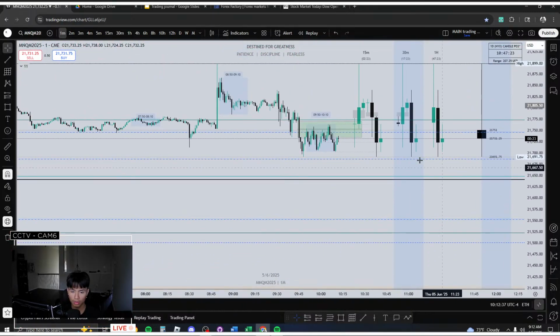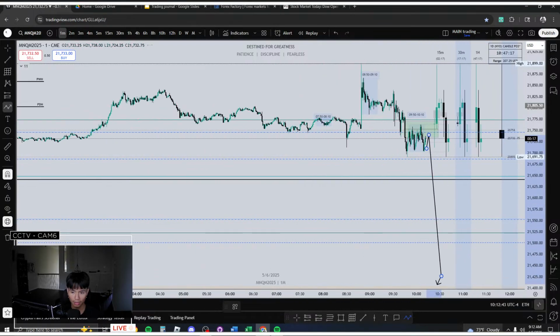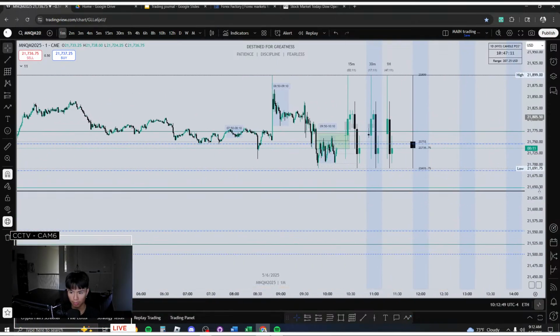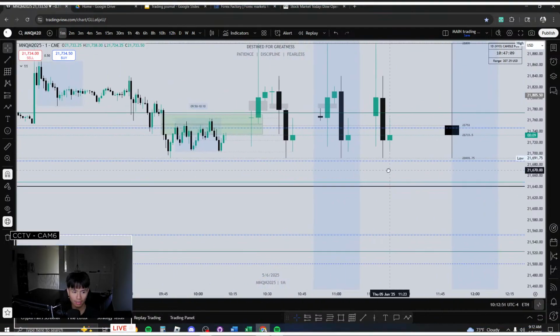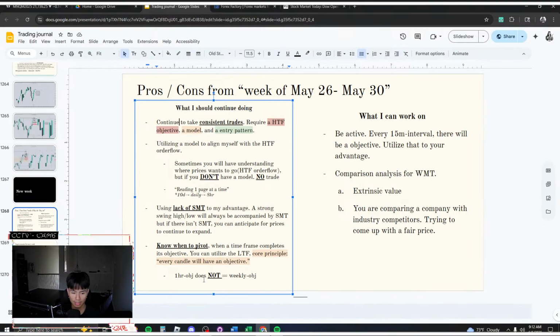Yearly low would require for me to go all the way down to the 16,000 point, right? Which is not realistic. So essentially what this means is just to be realistic with your objective. Your objective is going to be given to you depending on the time frame of that objective.